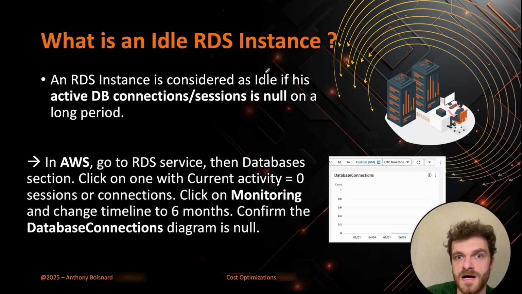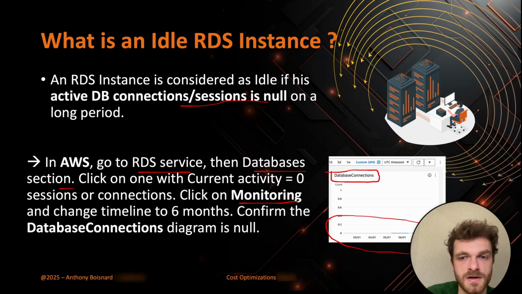It's considered idle if its active database connection or session count is 0 over a long period, meaning you can go directly to the monitoring section on the RDS service database section and check the database connection diagram. If it's 0 over a long period, like at least 6 months, for example, you know it's idle.